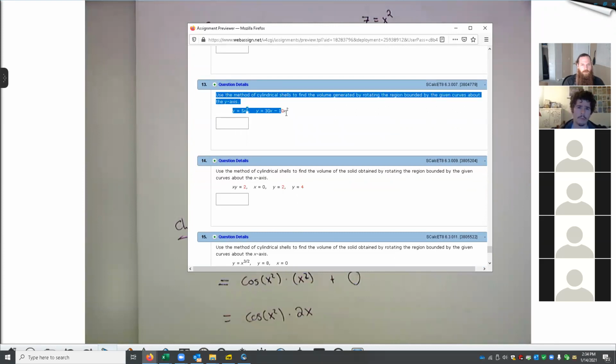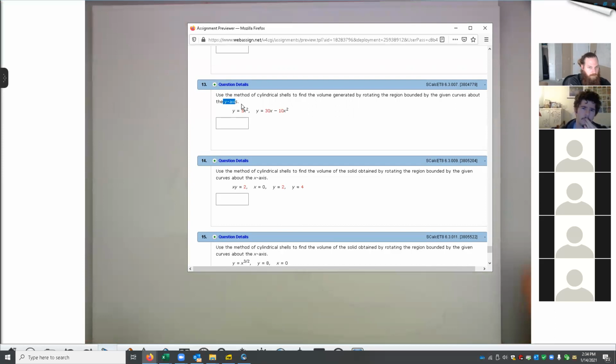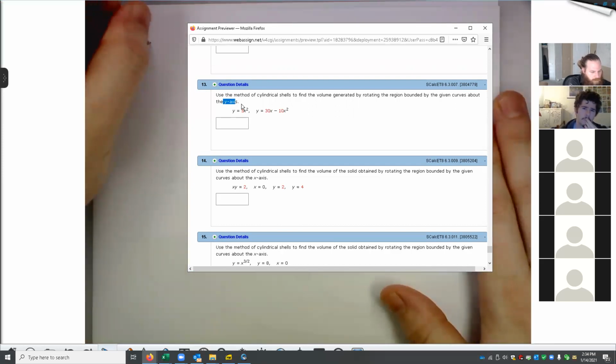So number 13 here says to use cylindrical shells to find the volume generated by rotating the region bounded by y equals 5x squared and y equals 30x minus 10x squared about the y-axis. So we start by drawing our region. I'll just copy this down real quick.